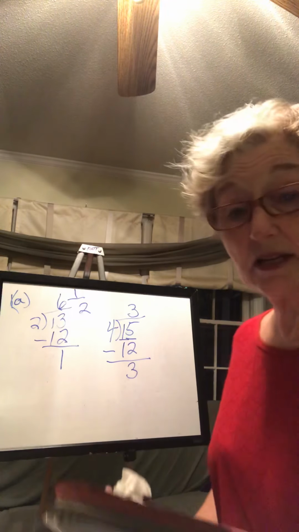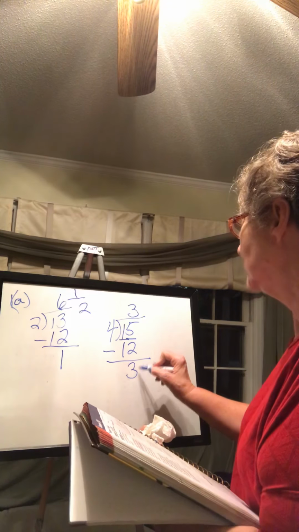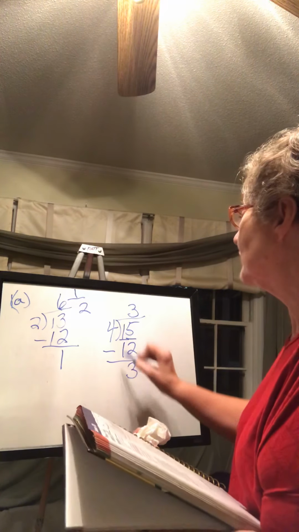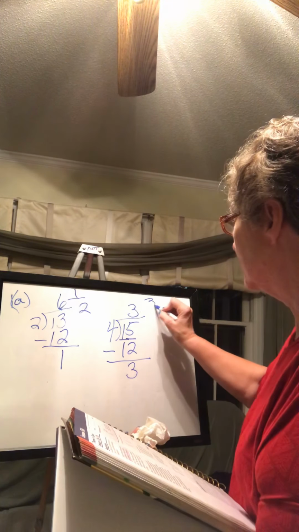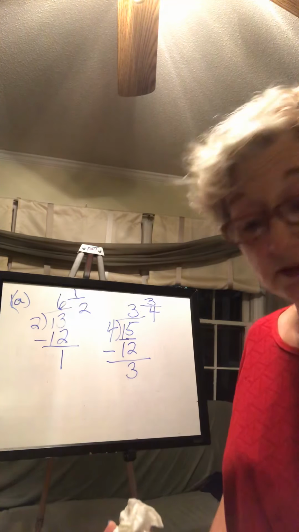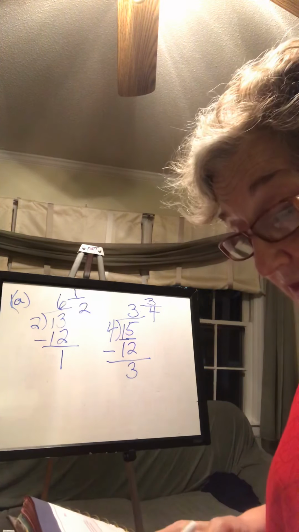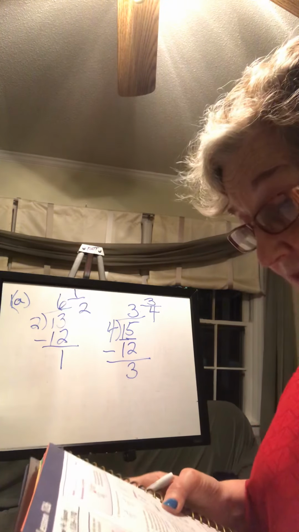There's nothing to bring down, so brother's going to be lazy. You have 3, remainder of 3, but if you do it fraction-wise, it would be 3, which is your remainder, over your 4, which is your divisor. Okay? So you can go on and do C, D, E.